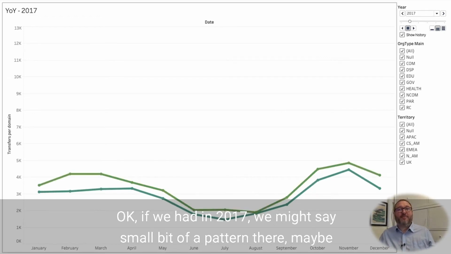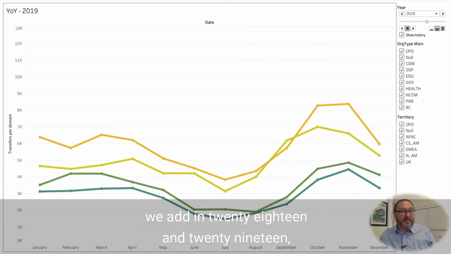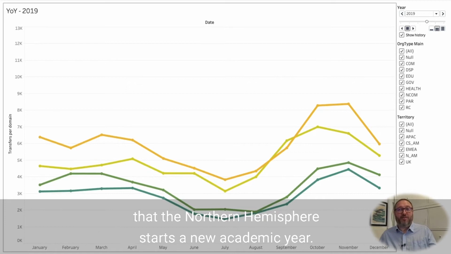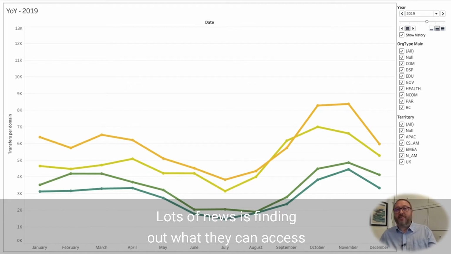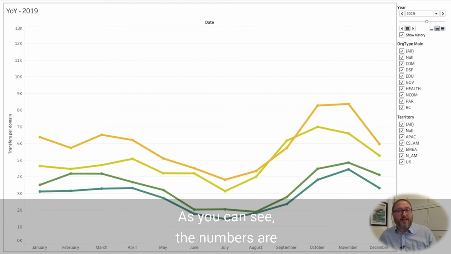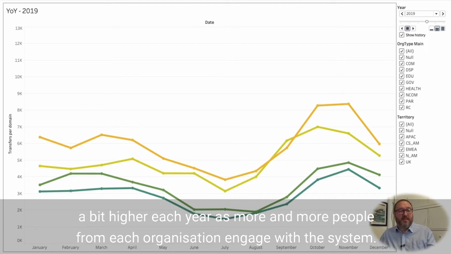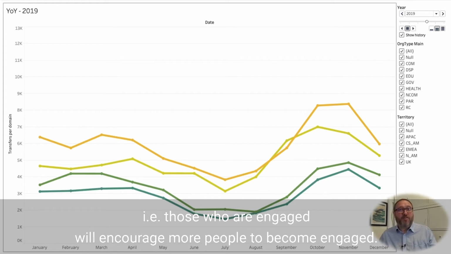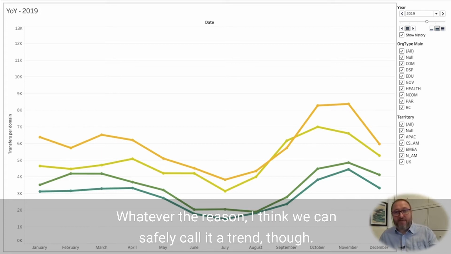Okay, if we add in 2017, we might say, small growth, bit of a pattern there maybe. If we add in 2018 and 2019, we can be fairly confident that there's a dip in the summer and a peak around about the time that the Northern Hemisphere starts a new academic year. Lots of new users finding out what they can access before they settle down into the things they need to regularly access. As you can see, the numbers are, in general, a bit higher each year as more and more people from each organisation engage with the system. The leading theory on that is that more people are telling each other about what they can do, i.e. those who are engaged will encourage more people to become engaged. Whatever the reason, I think we can safely call it a trend, though.